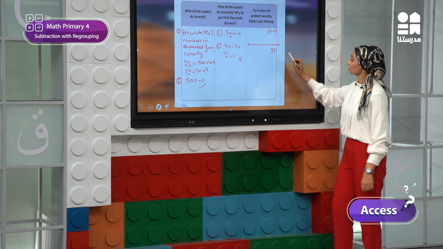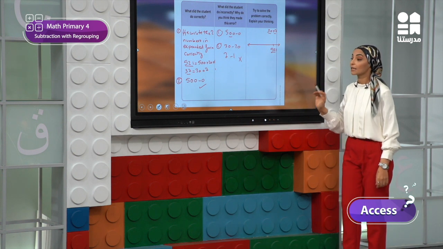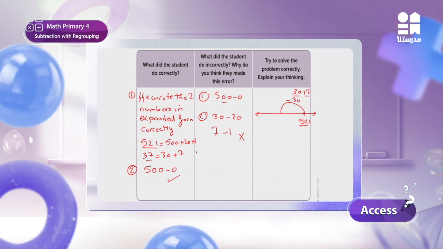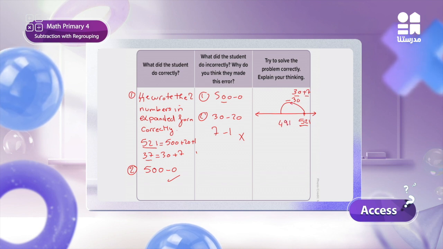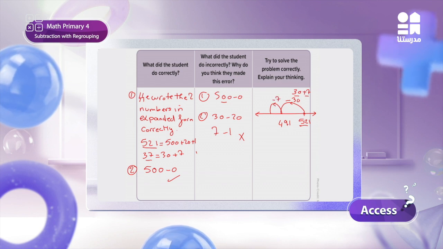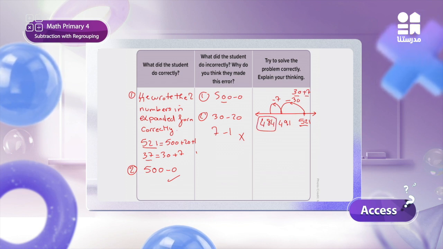First of all, 521 minus 30. 521 minus 30 gives me what? Yes, gives me 491. Then what should I do? I will subtract 7 from 491. So 491 minus 7 this way gives me what? Gives me 484. And this will be my right answer.